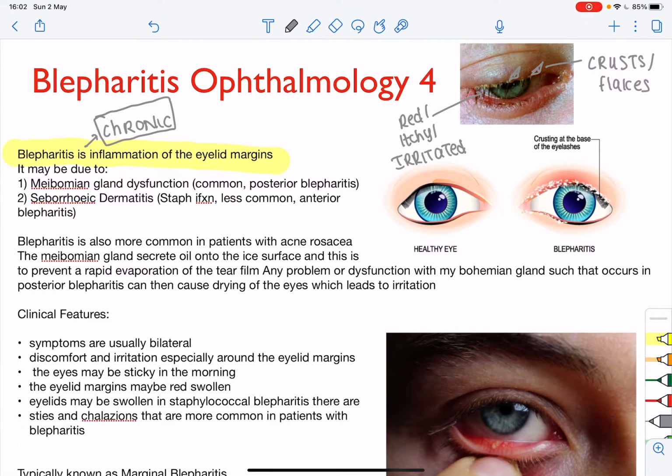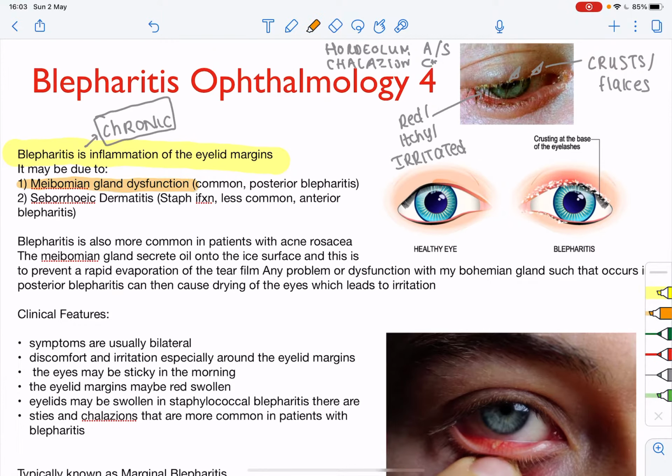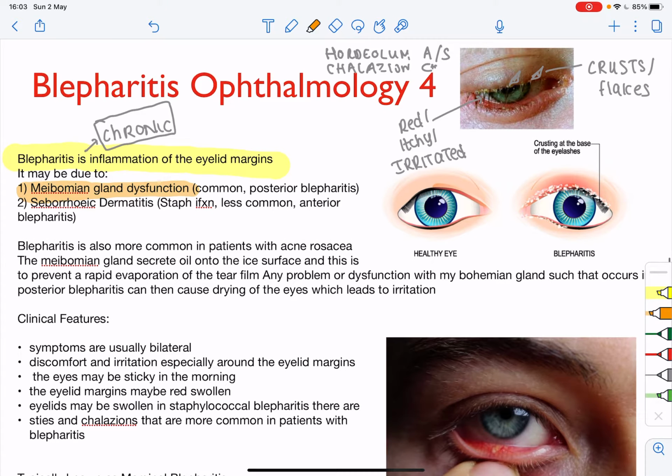And of those, hordeolums were actually acute suppurative, okay? Whereas our chalazions were also chronic. So blepharitis is chronic inflammation. Essentially, it can be due to two different causes, and those include meibomian gland dysfunction. This is popping up again and again, so if you don't know the eyelid anatomy and you don't know what the functions of these meibomian glands are, check out the video before the last one and it will explain it very well.